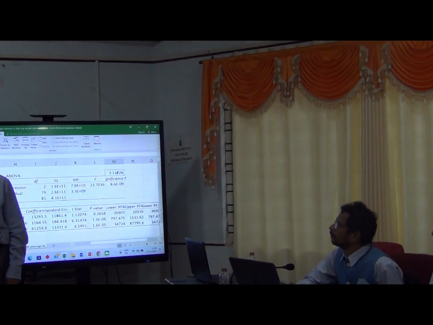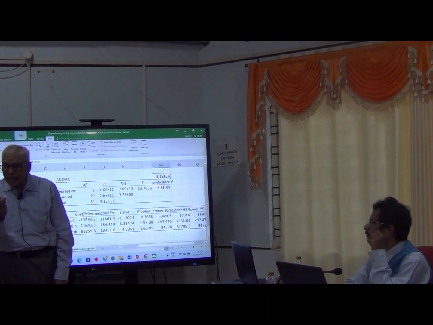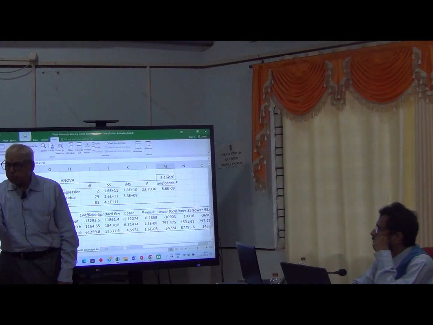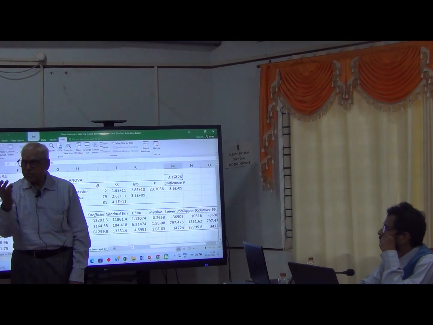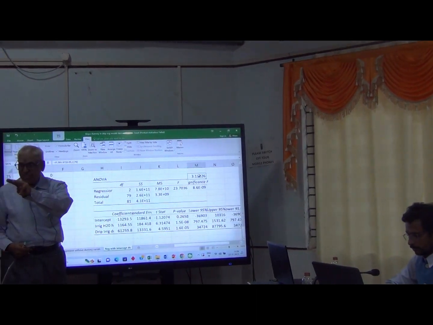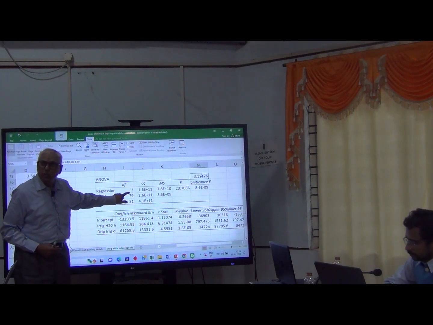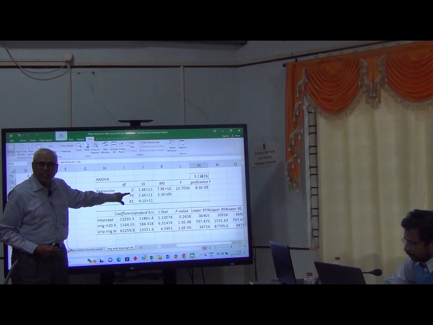I will explain to you. Say regression. How many parameters are there in regression? You see, in this regression, how many coefficients are there? A, B1, B2 actually. So A plus B1x plus B2D. So you have got 3 regression coefficients. That means 3 minus 1, 2. So that is k minus 1.